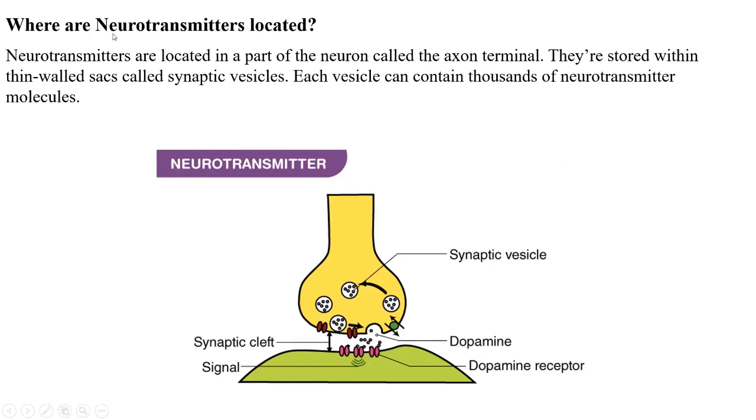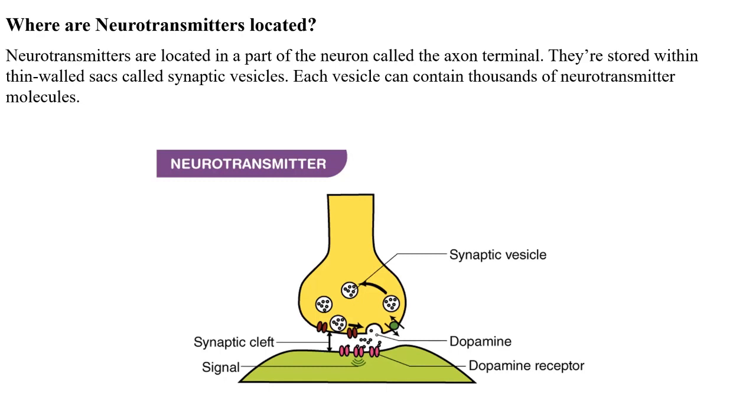So where are neurotransmitters located? These are located in a part of the neuron which we call the axon terminal. This whole yellow part is called the axon terminal. When we study the neuron, we will see the whole structure of the neuron, and there you will come to know what the axon terminal is. Here you can see a zoomed in part of the axon terminal, but the axon terminal is a part of the neuron itself.